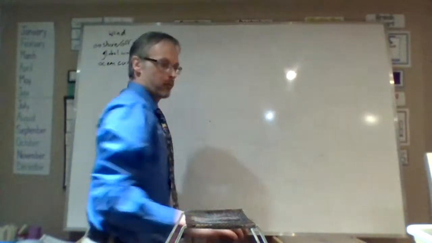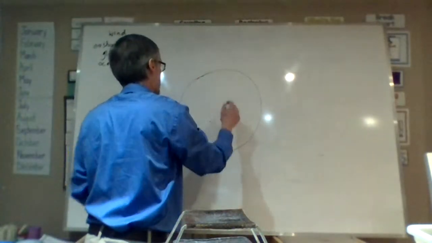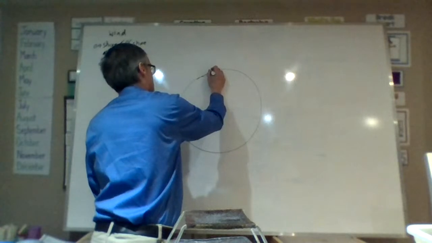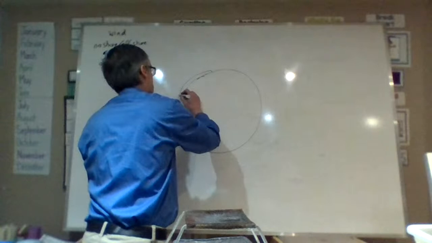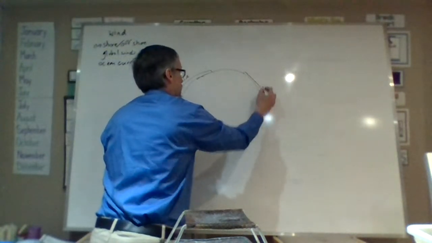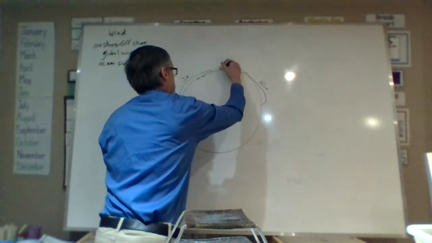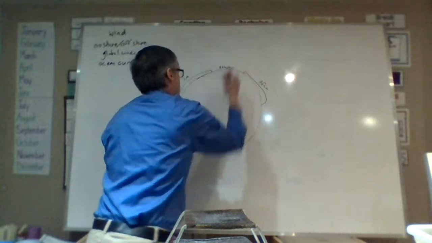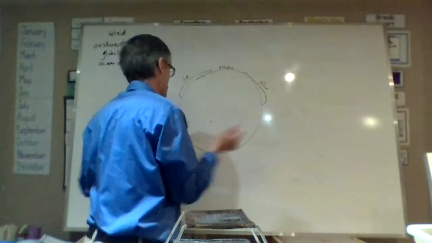So now let's take a look. Now we're looking at the inside of the Earth. Looking at the inside, I cut the Earth in half. Here is South America, and here is Africa, and here's the Atlantic Ocean. Can you picture that in your head?